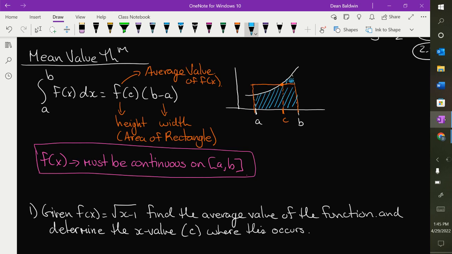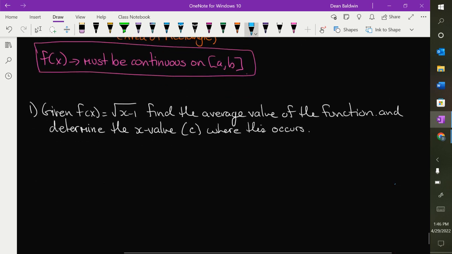This rectangle, which is the height times the width, b minus a, we call f of c the point, like this height right here. There's f of c right there. That is called the average value of the function. So the mean value theorem and the average value of a function are just two sides of the same coin. We just manipulate the formula. The key part here is the function f of x must be continuous on this interval. If it's not continuous, this does not apply.